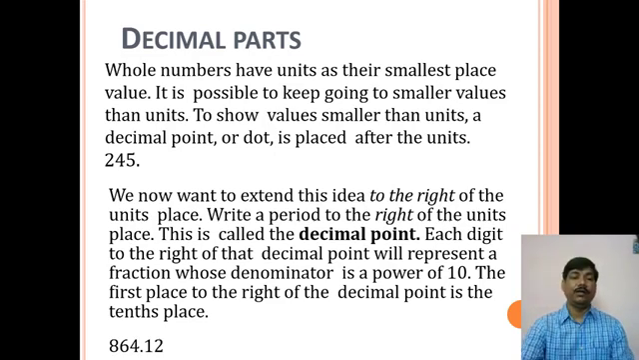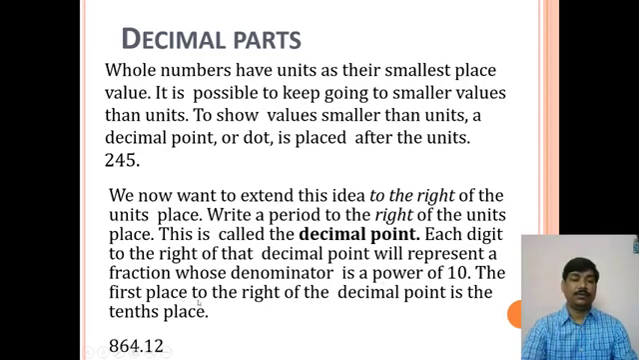We now want to extend this idea to the right of the unit place. Write a period to the right of the units place. This is called the decimal point. Each digit to the right of the decimal point will represent a fraction. After the decimal point, each digit will represent a fraction whose denominator is a power of 10.